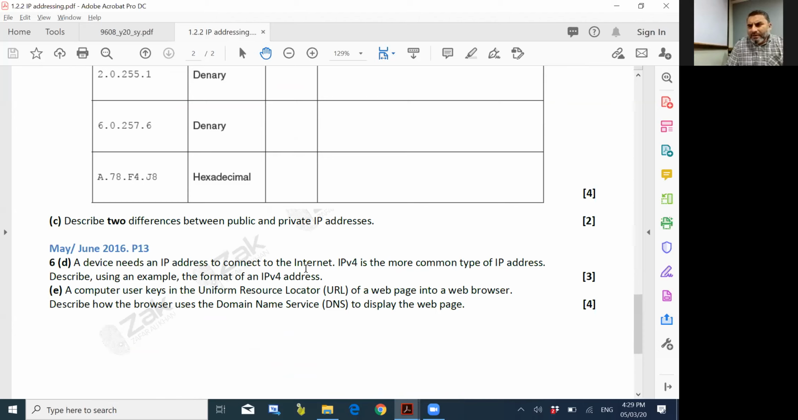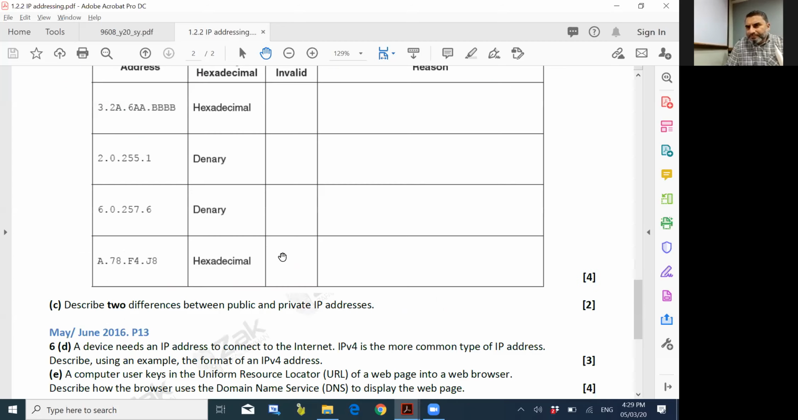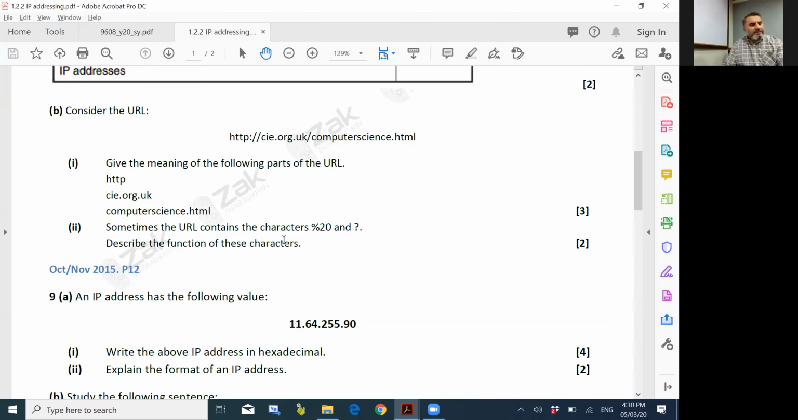Describe two differences between public and private IP addresses. Public addresses are those addresses which the internet uses to reach out to the devices, whereas private addresses are used inside our homes. And public addresses are insecure if you compare them with private addresses, and so on and so forth. So these are the past paper questions, and that's it for the topic.